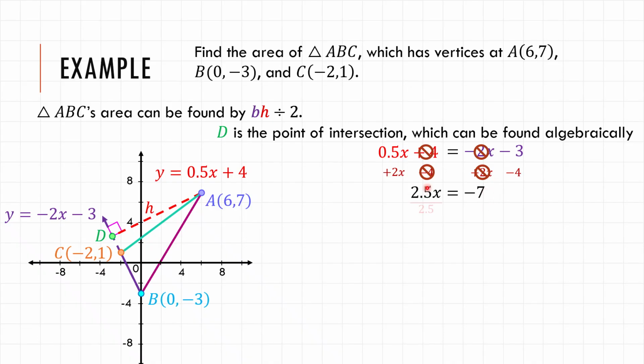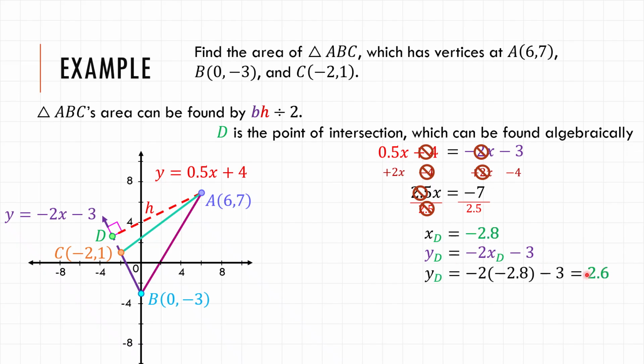I can now get rid of the 2.5 by dividing both sides by 2.5. That's the opposite of multiplication, is division. And then negative 7 divided by 2.5 is negative 2.8. And that's the x-coordinate of point D. In order for me to find the y-coordinate, I can just take the x-coordinate and plug it into either this equation of a line or this one, and I've chosen to use this one. Again, it shouldn't matter. They should both give you the same y-coordinate, which in this case is 2.6.